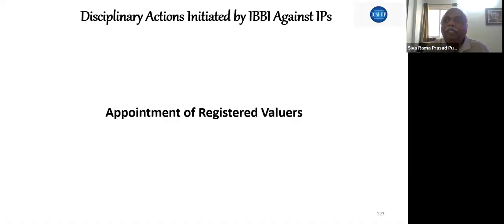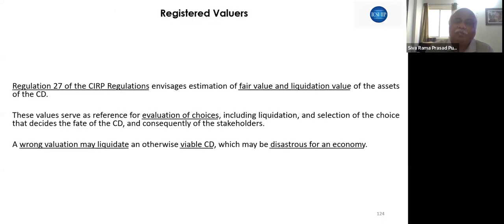Today, what is happening is some of the corporate debtors are approaching the NCLTs or adjudicating authorities saying that the valuation is wrong. If valuation is wrong, they have to give a basis and evidence; simply, the NCLT will not accept. But most of the cases are claims of wrong valuation. So, the appointment of registered valuers.